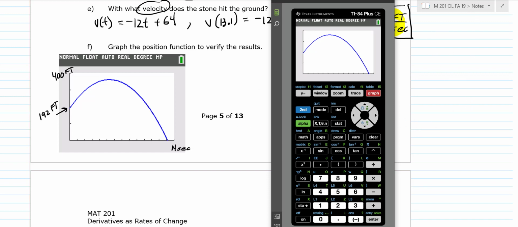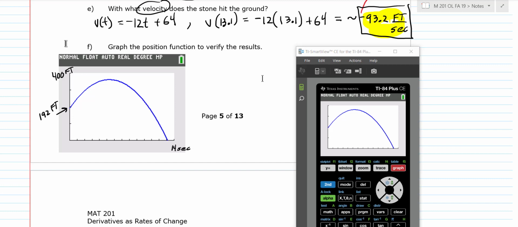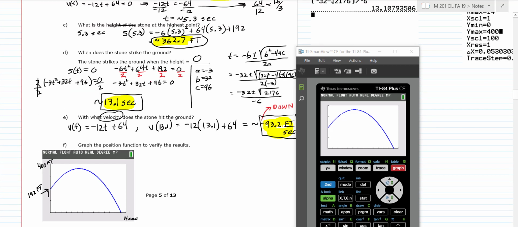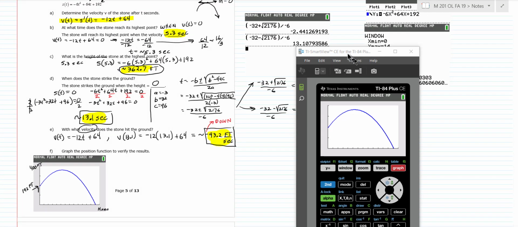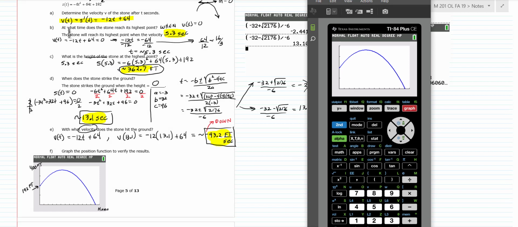First of all, let's go through all the results that we came up with. The first thing was, at what time does the stone reach its highest point? 5.3 seconds. Just trace at 5.3, and that's the highest point. What was the highest point? 362.7. There it is right there. You can just trace, and you can visually tell that that's where it reached its highest point.